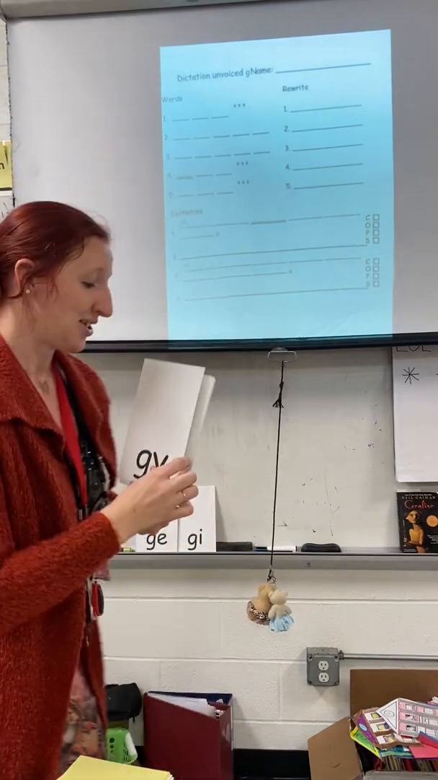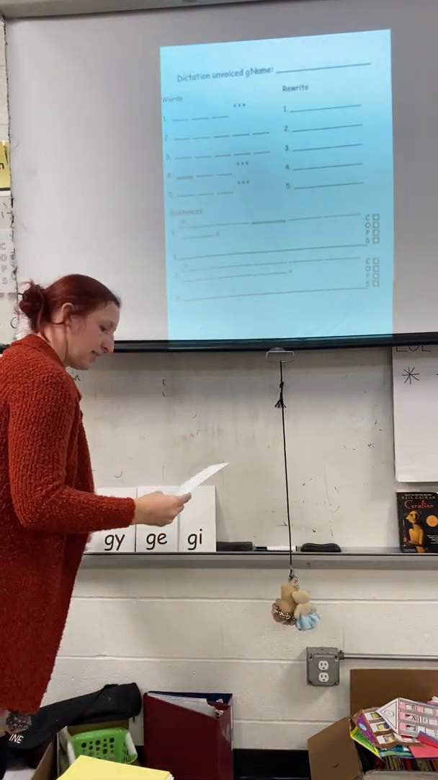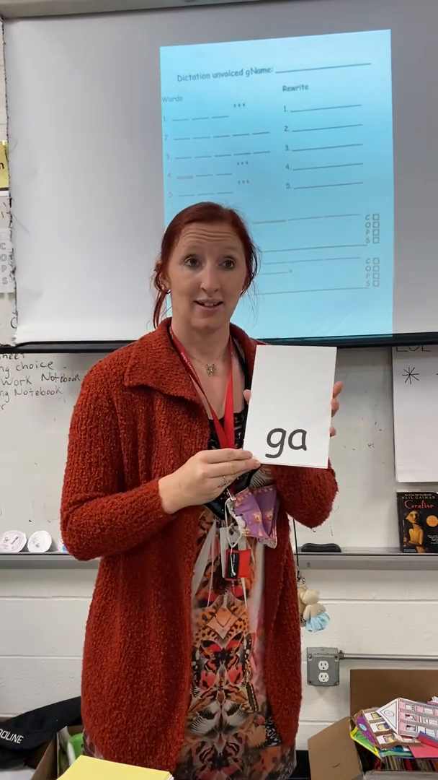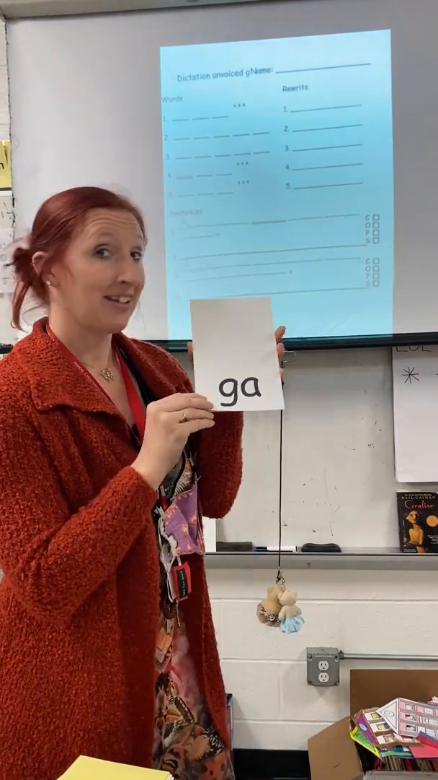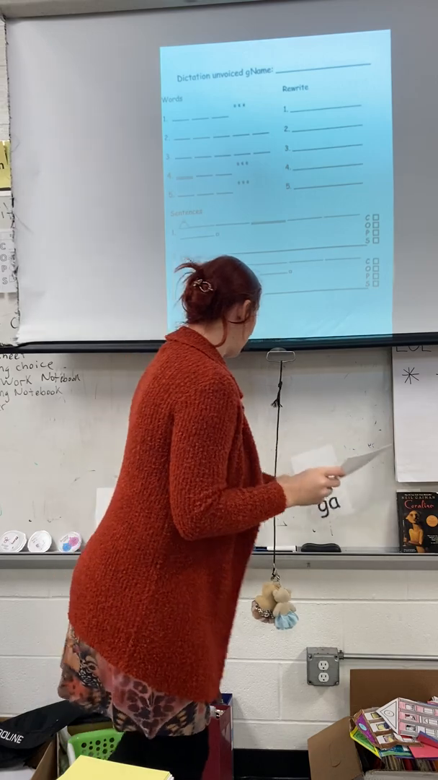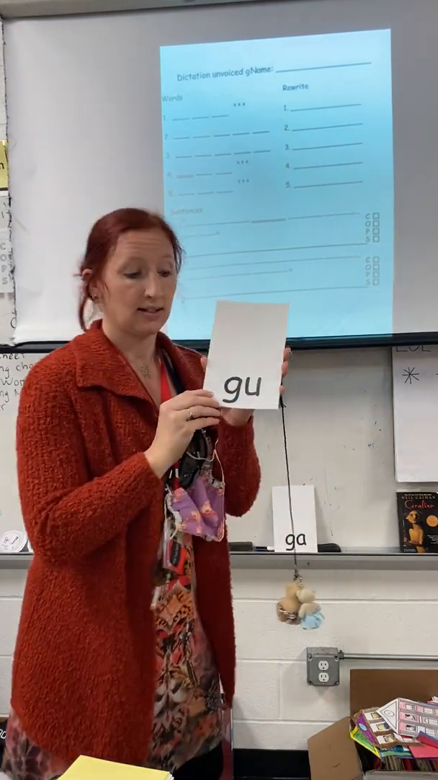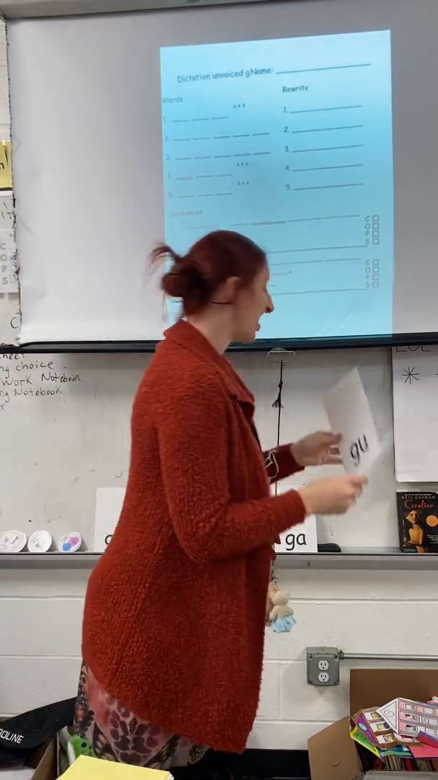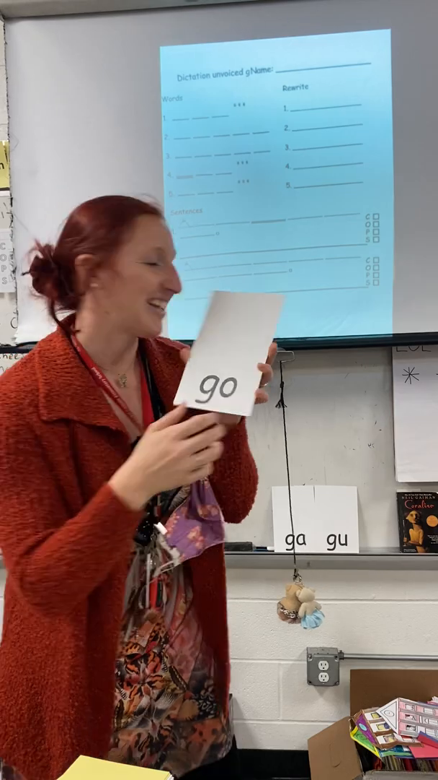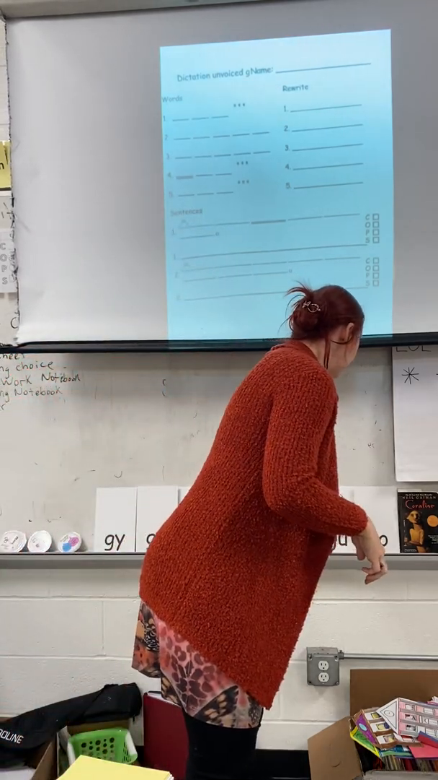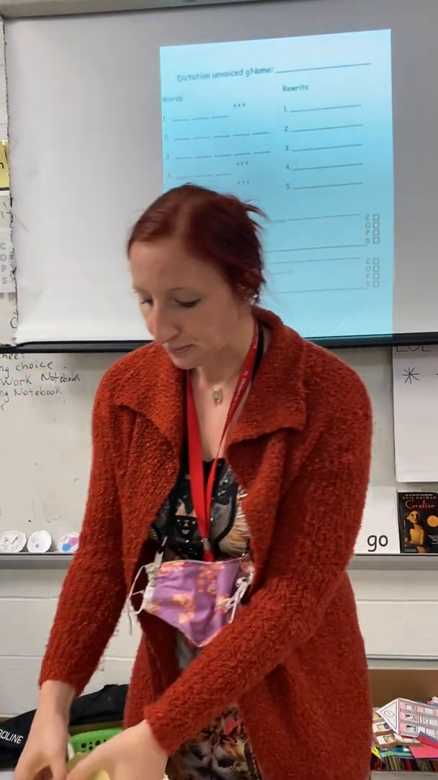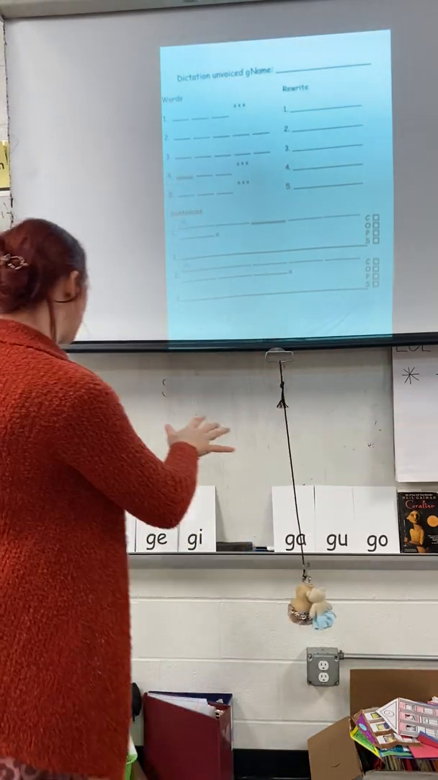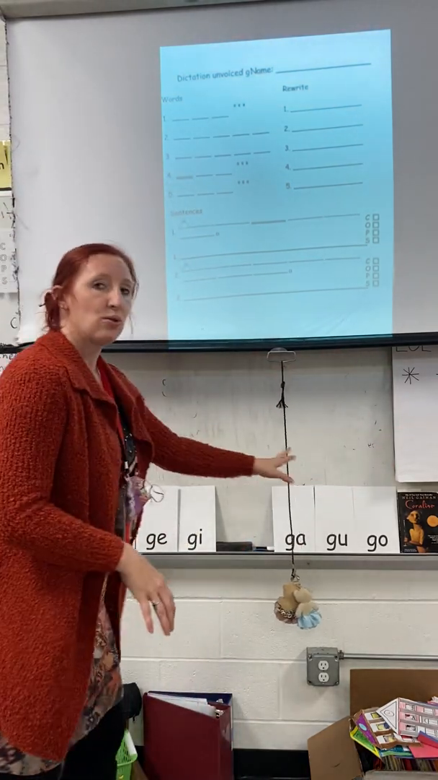This would say J as well, you're right, like gym. This would say G, like gas. This would say G, like gut. And this would say G, like go. It even says the word. Good. Those are all the different ways that those letters dictate how G is said.